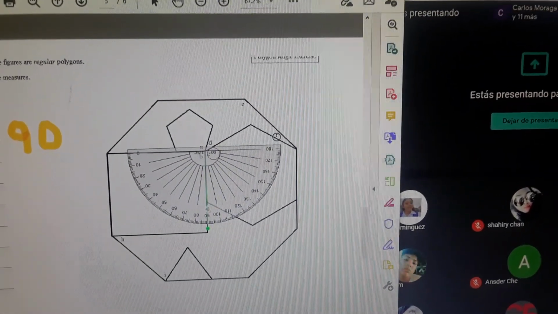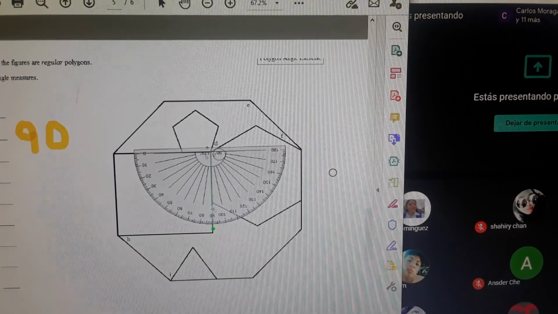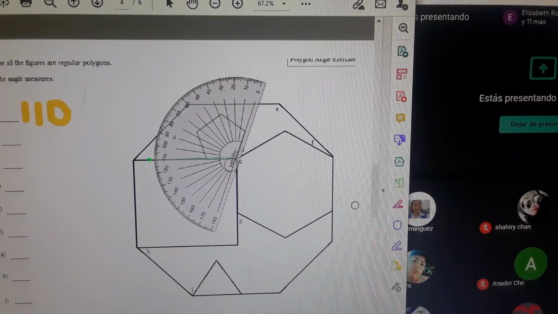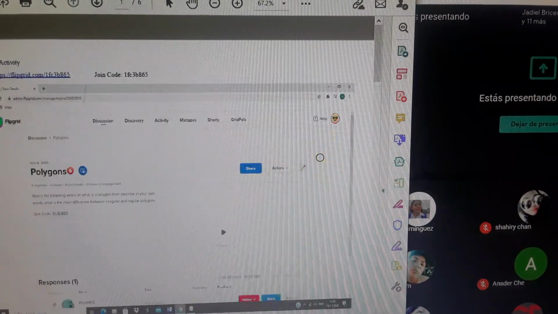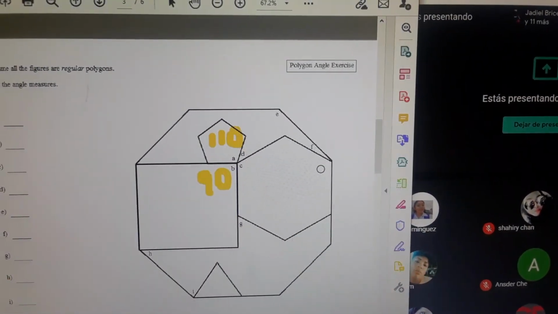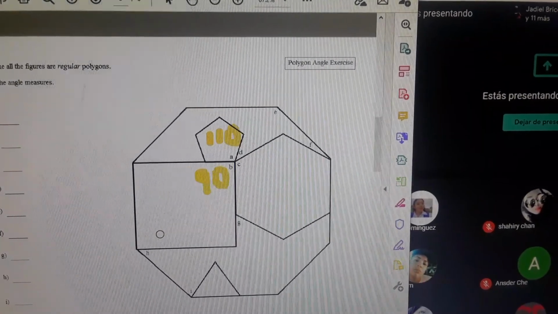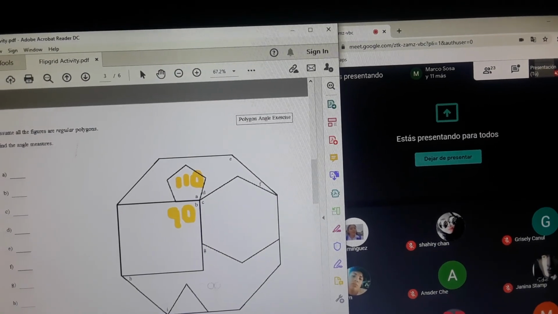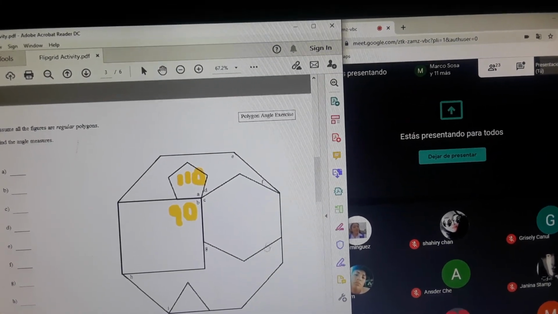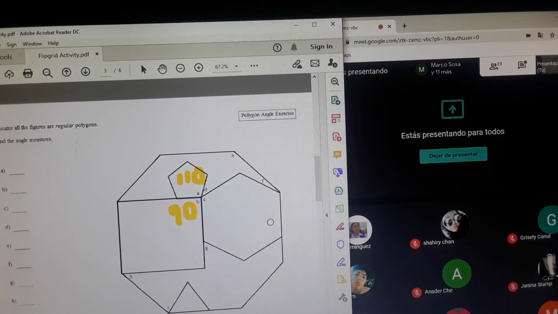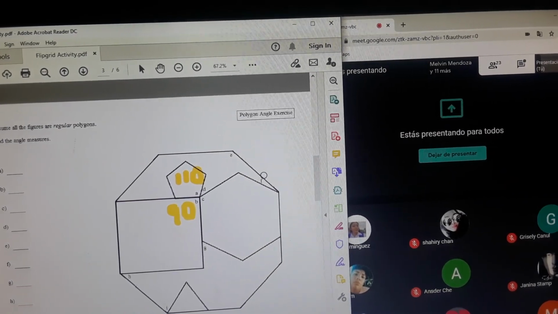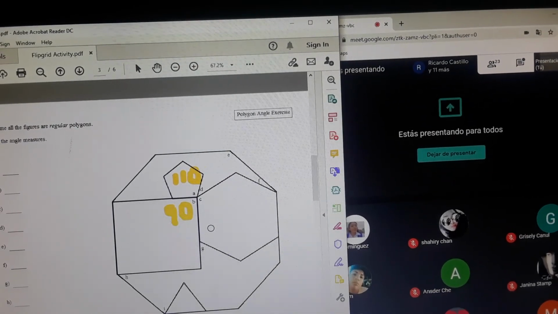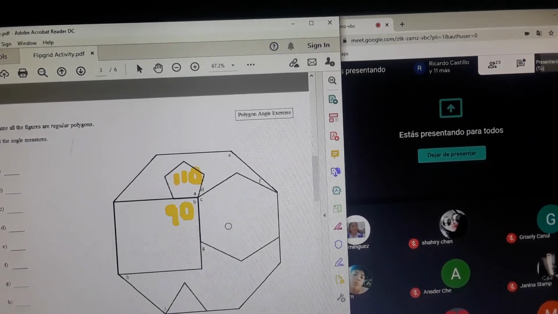So I want you to work on these two activities, guys, for this cycle. I will be sending you this right here, and this is the one I want you to work with. This is the figure I want you to complete with the angles. I want you to find the angles for all of them right here.